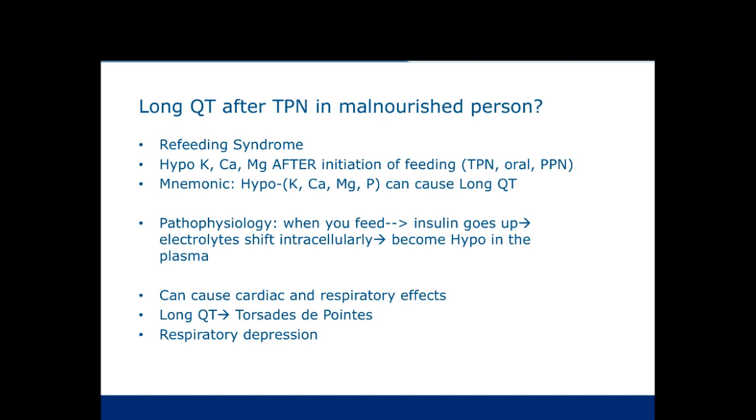So long QT, it's got torsades and it causes cardiac abnormalities. And remember, what's the muscle that helps you breathe, right? It's your diaphragm. And remember, your magnesium and phosphate come from? It comes from your muscles. So you actually weaken your muscles, which causes respiratory depression. That's one of the side effects I would remember.